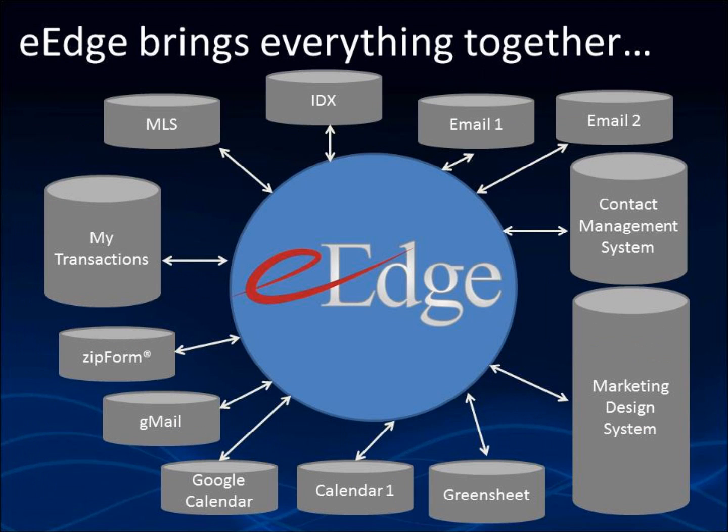eEdge is the real estate industry's first and only complete lead-to-close agent business solution. It includes lead management and routing capabilities, full contact management, a rockstar marketing library, and a true paperless transaction system, all in one integrated efficiency increasing package.